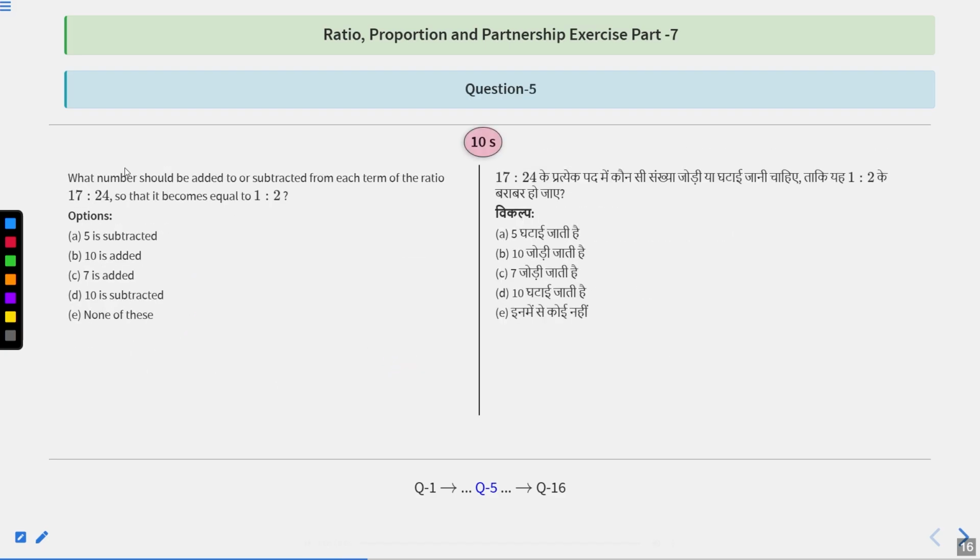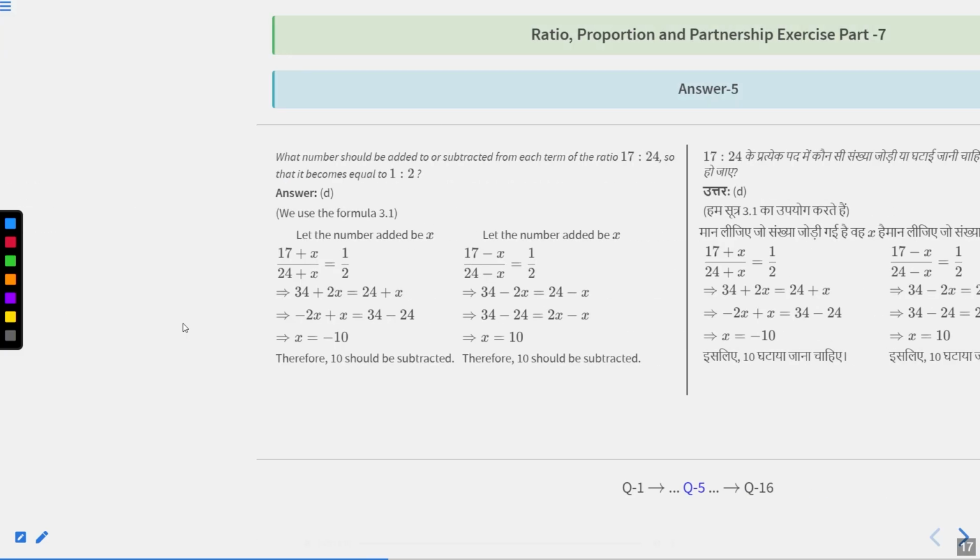Clear? Next one. What number should be added or subtracted from each term of the ratio 17:24 so that it becomes equal to 1:2? We have 5 options and 10 seconds to analyze the question. Your time starts now. Now time's up. Let's see the solution.